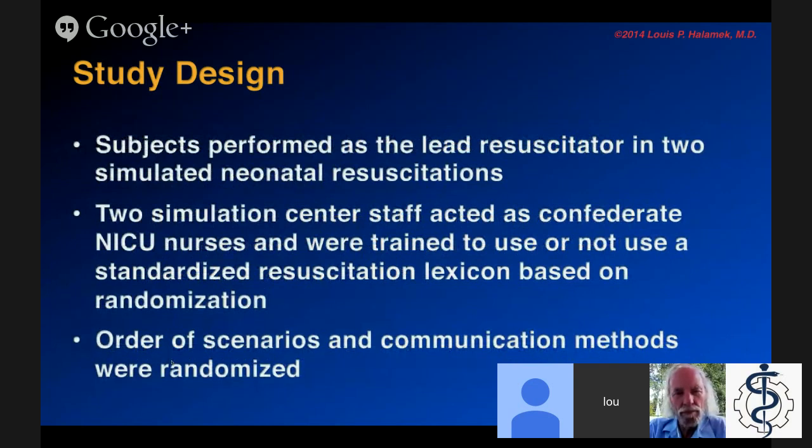I asked the subjects to perform as the lead resuscitator in two separate simulated newborn resuscitations, and I had two staff from our simulation center act as confederate nurses who could keep their behavior the same in every scenario, but also were very standardized in what their skill sets were. They presented as a NICU nurse who had the full skill set of a NICU nurse. And they were also trained to either use or not use a resuscitation lexicon based on randomization. And in addition, the order in which the scenarios were presented to each of the subjects was randomized as well.